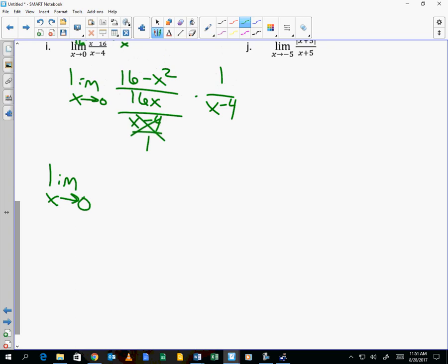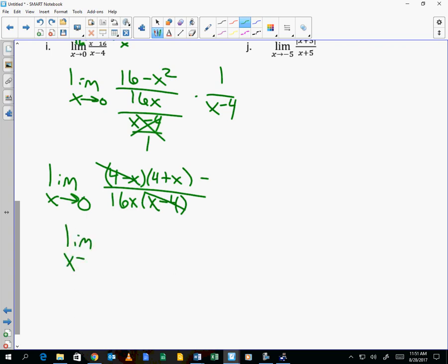Not x plus 4 and x minus 4. Very good. 4 minus x and 4 plus x. And Emu is saying that we are going to then factor out a negative. And she's correct. Okay, so she sees this and she says, I would like to cancel those out. But before I do, I must factor out a negative. So you can see we have the limit as x goes to 0 of negative (4 plus x) divided by 16x.